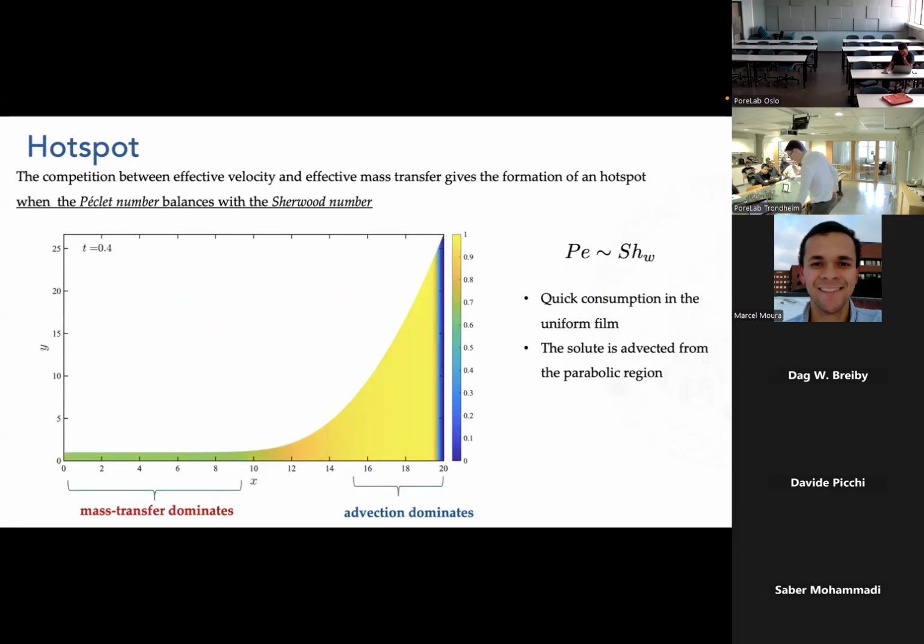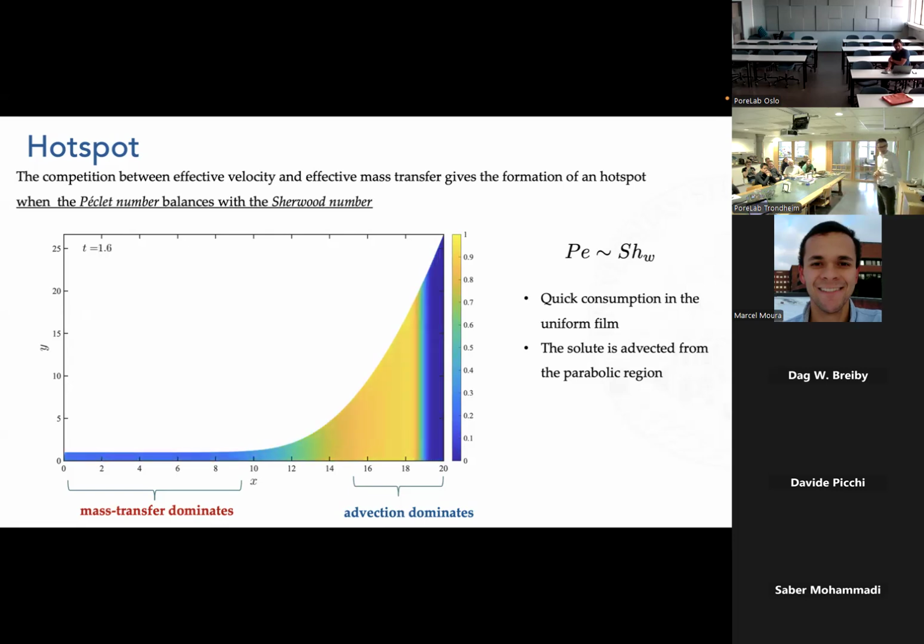Another case that we were trying is this case. So you can also observe strange effects. This is the formation of a hotspot. So here the idea is to start, let me stop the video, the idea is to start from a channel, from a film that is actually dirty, so with concentration 1. And here there is a mass transfer mechanism on the wall, which is taking the solute. And if you choose your dimensionless numbers in a way that the Péclet number balances with the Sherwood number, what you see is the formation of a hotspot.